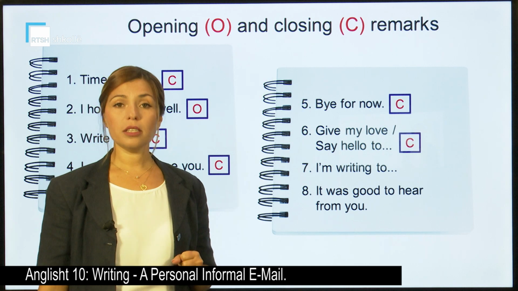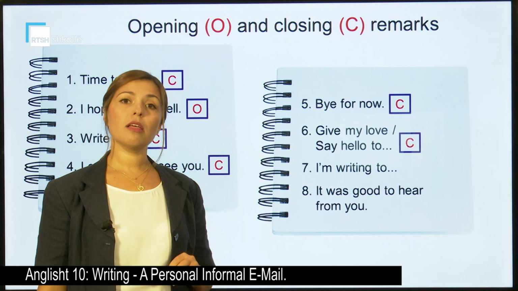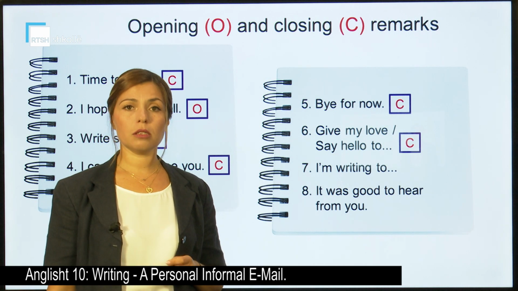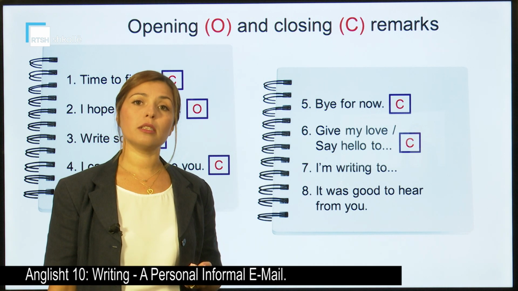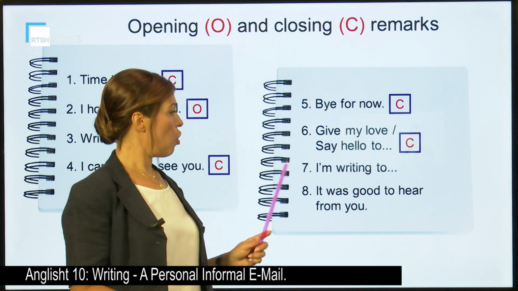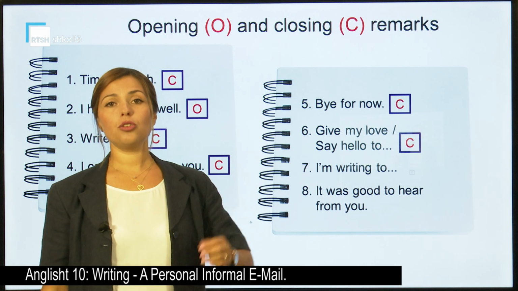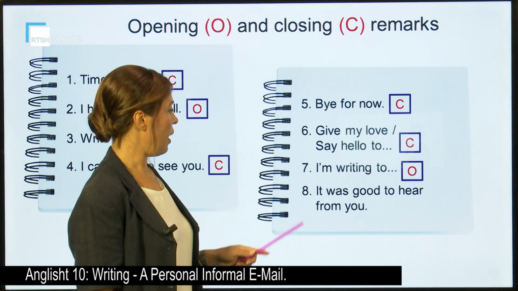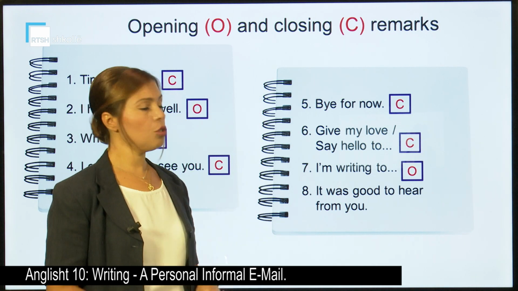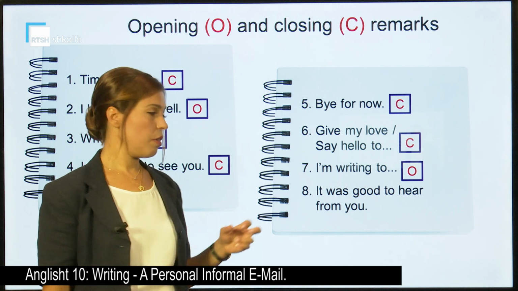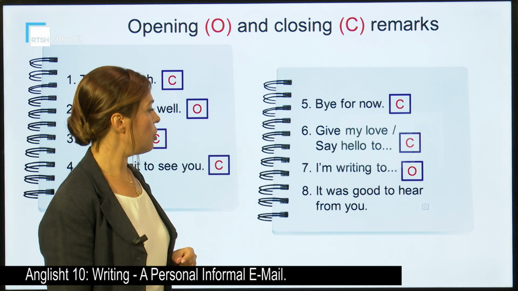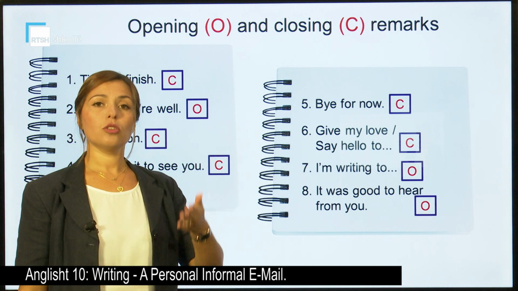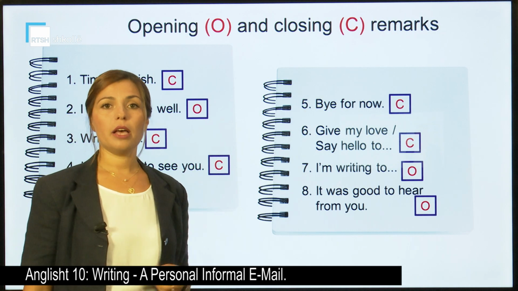I am writing to. We said that in the first paragraph we are going to state the reason why we are writing this email. So, I am writing to in the beginning of the email. And it was good to hear from you. That is going to be used in the opening again. It was good to hear from you, so now I'm writing for this and for that.